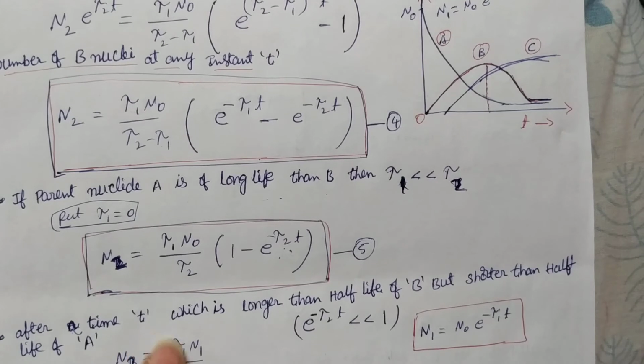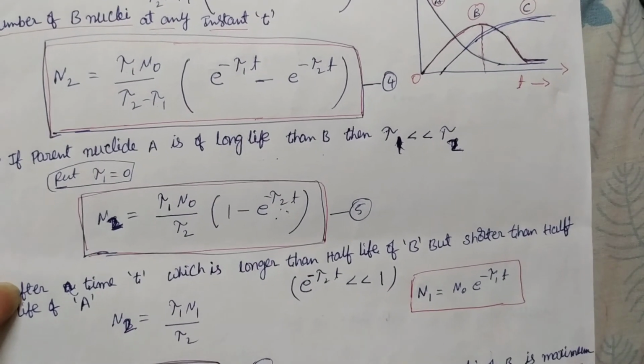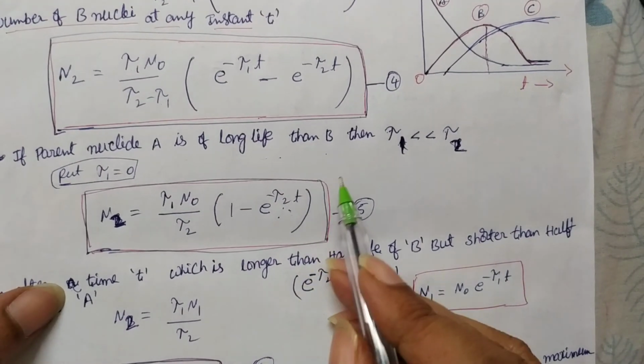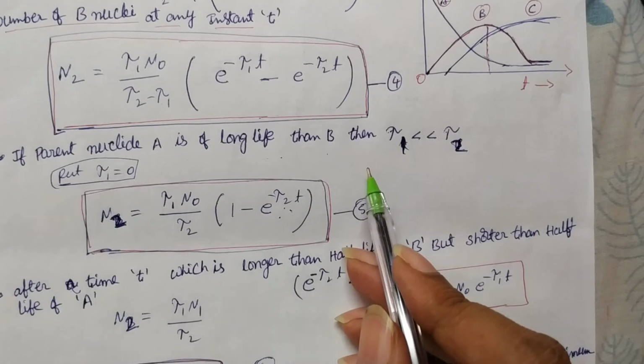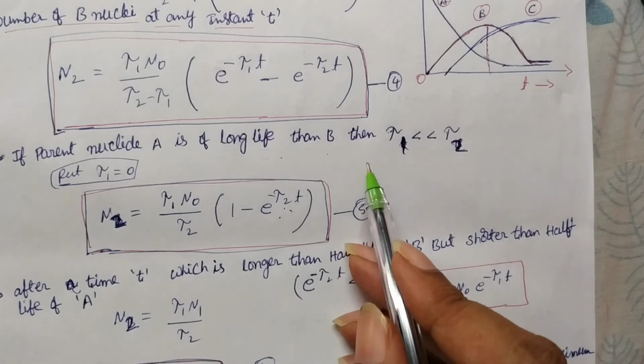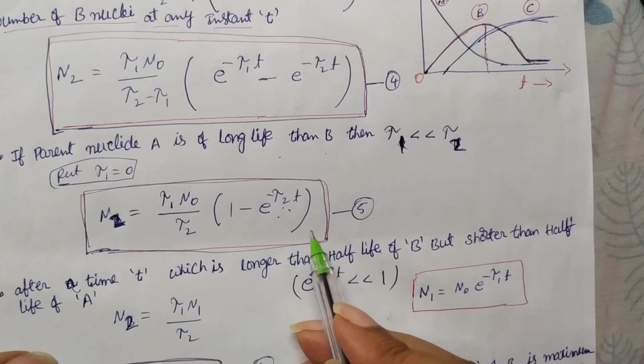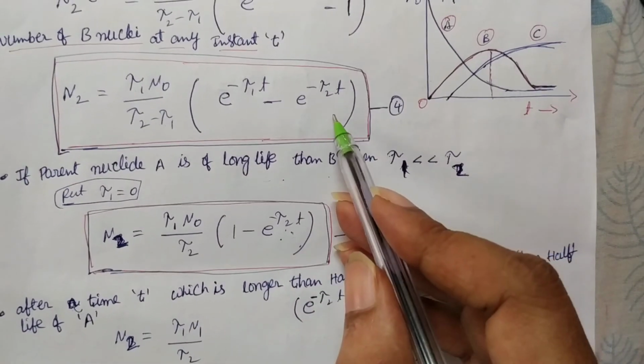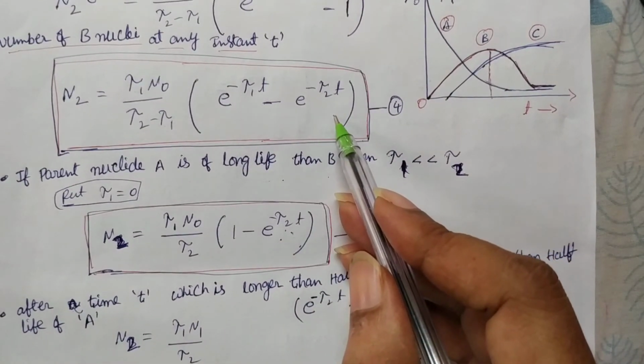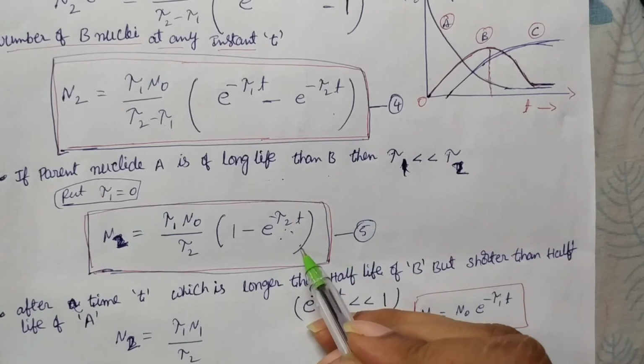Suppose a nucleus A has a longer life, meaning it is converting slowly, and B converts faster. Then the number of nuclei at an instant is given by this formula. Actually this is the formula without any approximation; this is the approximate formula.